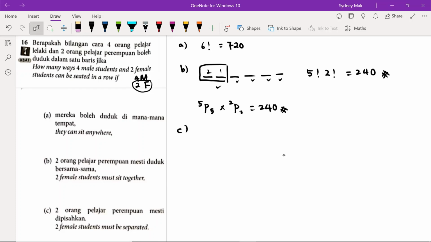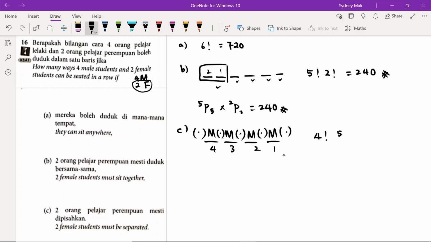Part C. The 2 female students must be separated. Okay, 1, 2, 3, 4. We arrange the 4 males first. The 4 males go in. Number of ways to arrange the males will be 4 factorial. And then there are empty spaces between the males, which is here, here, here, here, and here. How many empty spaces are there between the males? So we have 1, 2, 3, 4, 5. Out of these 5 spaces, these are the possible places for the females to go.